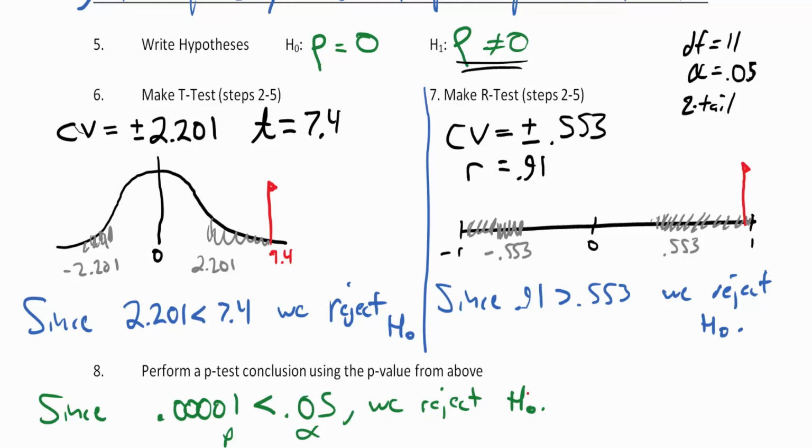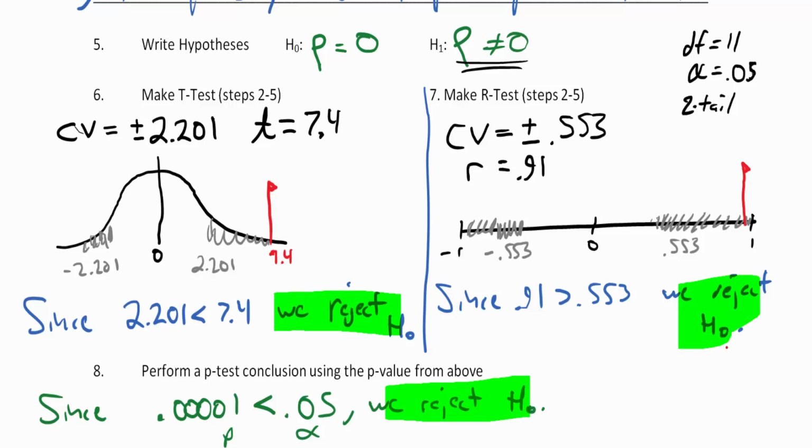And look at that. We have 3 conclusions, and these 3 conclusions basically set up the same results. We reject the null hypothesis in every single setting. No matter how we wrote our inequalities, we could have written this as since 0.553 is less than 0.91, and we could have also compared alpha to p and said since alpha is greater than p, you're still going to reject the null hypothesis in all 3 cases.